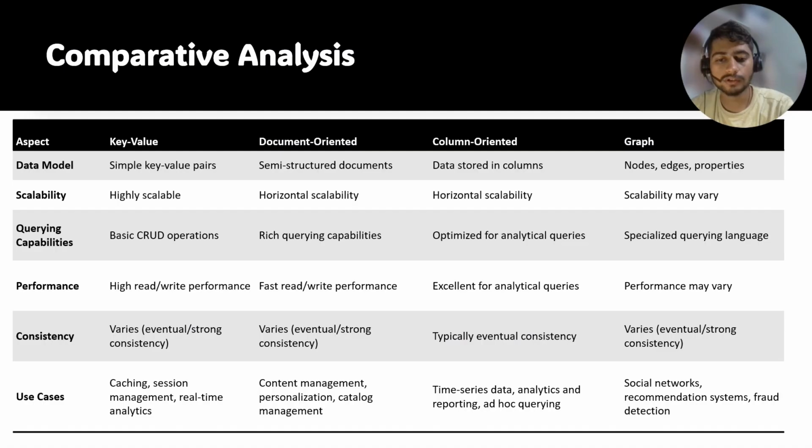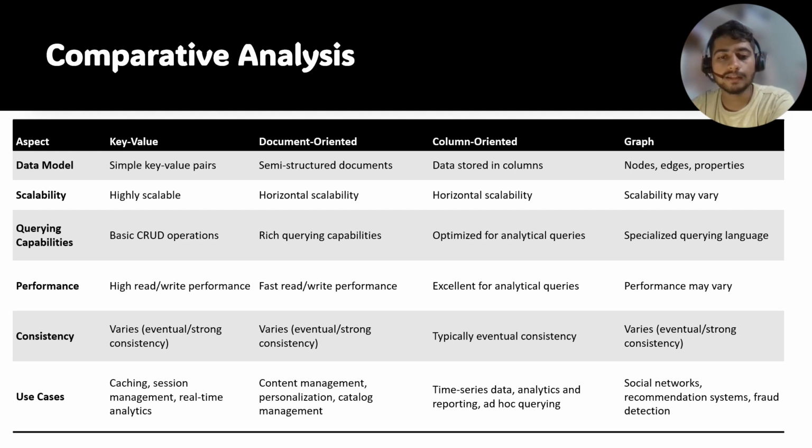So coming to the next slide, the comparative analysis. This is where the differences are mentioned. Coming to the first one, data model. In the key value database, it is simple key value pairs, in the document oriented, it is semi-structured documents, and in the column oriented, data is stored in columns. In graph, the data model consists of nodes, edges, and properties.